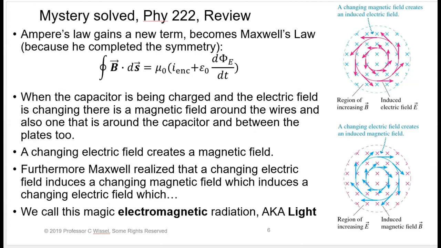Okay, now in a previous lecture, we discovered Ampere's law as modified by Maxwell by adding this additional term. And what I want to point out here is a changing electric field creates a magnetic field. Maxwell realized that a changing electric field induces a changing magnetic field, which induces a changing electric field, etc. And we call this magic electromagnetic radiation, otherwise known as light.